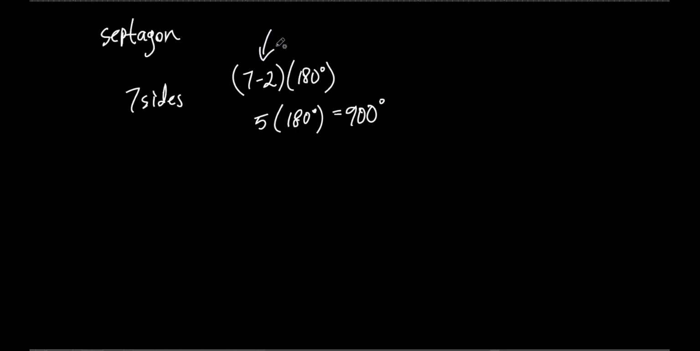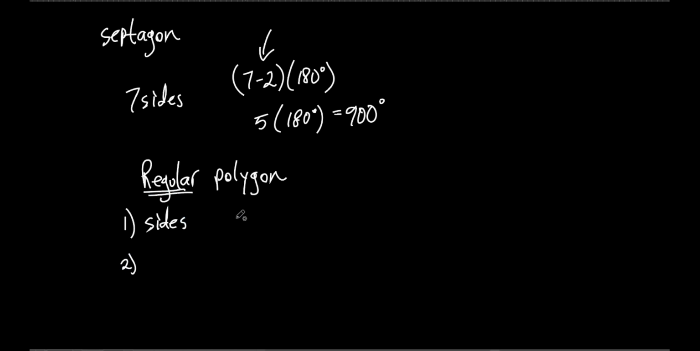Let's go a step further. What if I told you that it was a regular polygon? What does that mean to be a regular polygon? We have discussed this. It was a while back, but we have discussed this. Two things must be true about it. All the sides, if it's regular, all the sides are what? The same. They're equal.